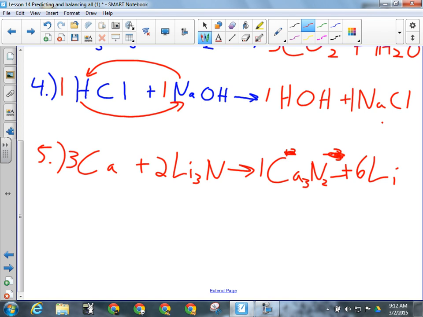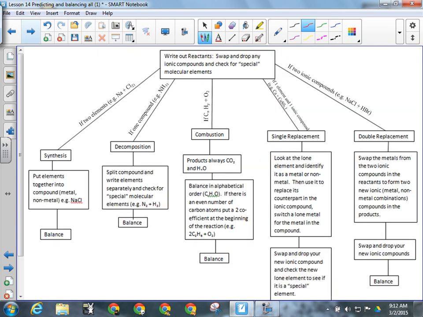Okay, making some sense? Okay, now I've got a little flow chart here. I just have to find it. For some reason I couldn't find the file for it. Okay, there it is. Okay, this flow chart right here that I'm going to make a copy of for you.